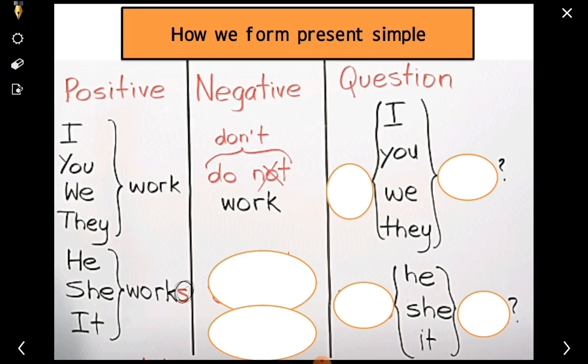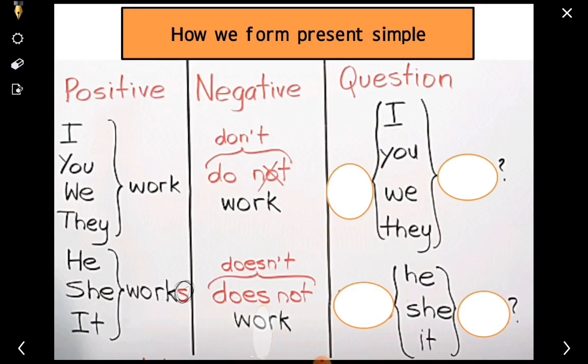But what about he, she, it? We said it's third person singular. The form of the verb changes in the positive. Is it the same thing in the negative? Yes, of course, but we use another auxiliary verb form, which is doesn't, or does not. So we say here, he doesn't work, she doesn't work, it doesn't work. But notice here, did I use the S of the third person singular here? No, I didn't. So I say doesn't work. He doesn't, she doesn't, it doesn't work.